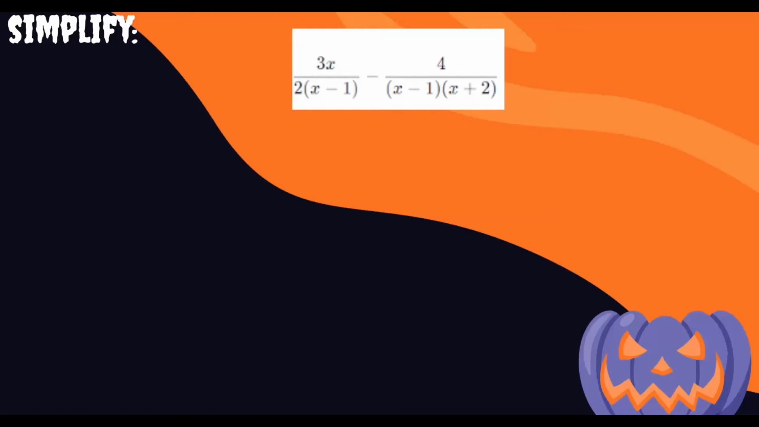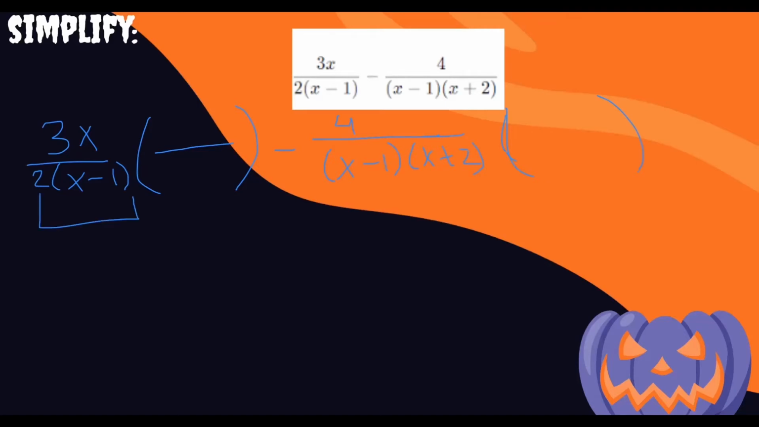All right, so we have two fractions like we have been having, and we are asked to subtract, so simplify using subtraction. The first thing, like we have been doing, is to figure out how we form the common denominator. So what should you be multiplying the top and the bottom of the first fraction by so that this denominator has the exact same thing?